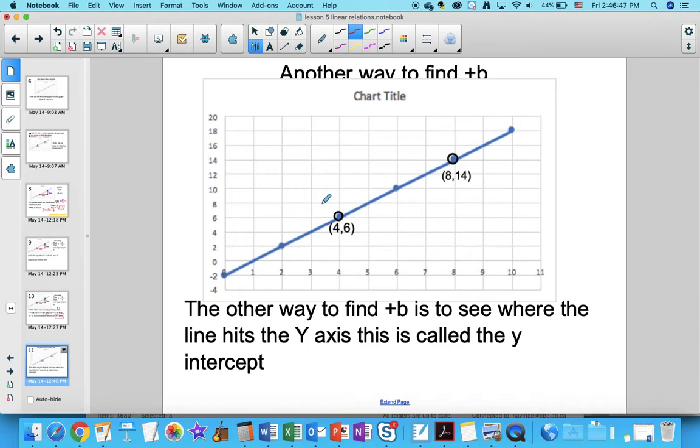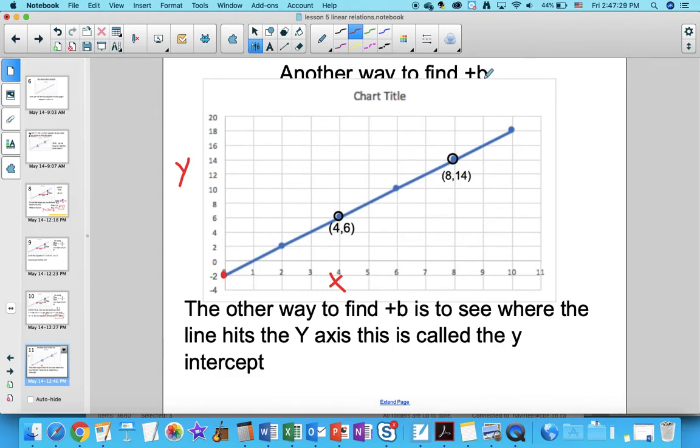So another way to find b, there's an even easier way. Another way to find b is to see where the line hits the y-axis, called the y-intercept. In the previous lesson, you may have recalled me pointing to b and saying, that's the y-intercept. And the reason why it's called that is because the y-intercept is where this line hits the y-axis. This is the y-axis. This is the x-axis. So what y value does this line hit the y-axis at? Well, it hits it at -2.